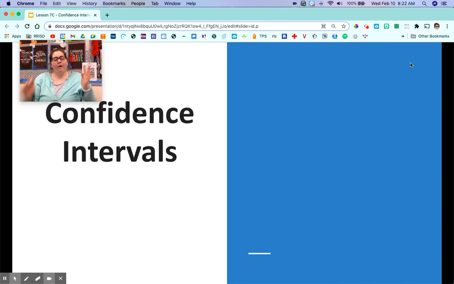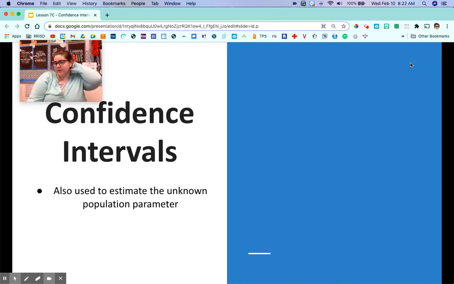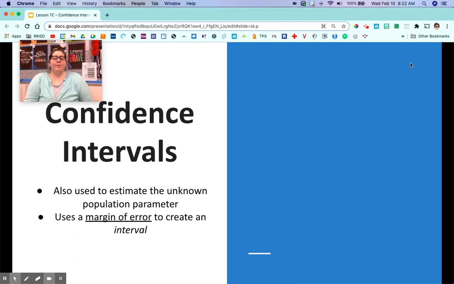So, confidence intervals are a way of estimating what's true about the population with more confidence because we are adding in what we call a margin of error. It's also used to estimate the unknown population parameter that we're looking for, but it uses a margin of error to create an interval.